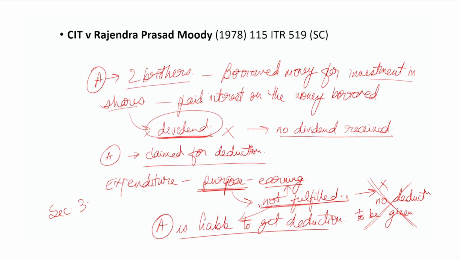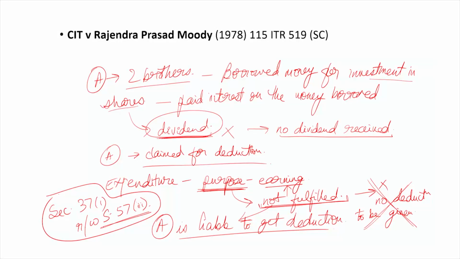section 37 clause 1 and they read it together with section 57 clause 3, right? And they said that there is a difference in the way the two are to be interpreted. So the court said that section 57 clause 3 does not require that the purpose needs to be fulfilled, right? And that is the key aspect that comes out from this particular provision, and as a result of that, the assessee over here was able to get a deduction.